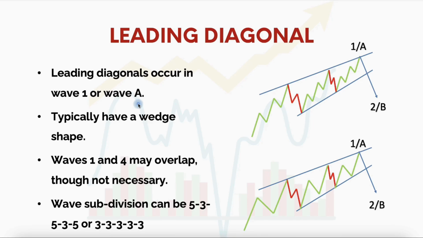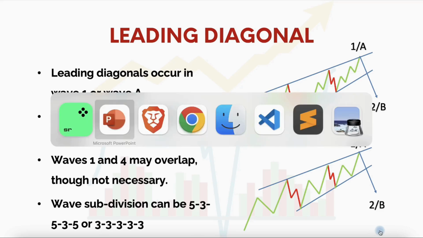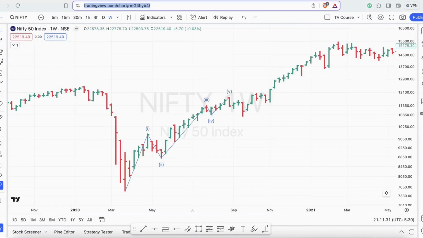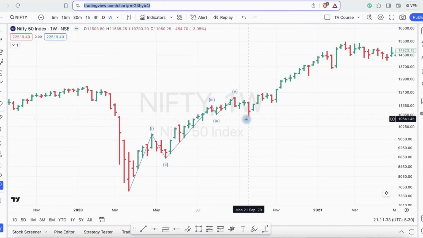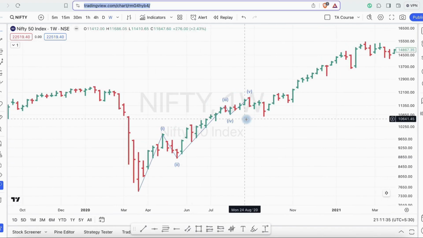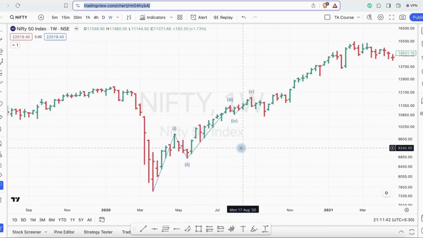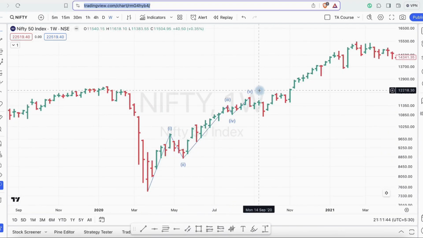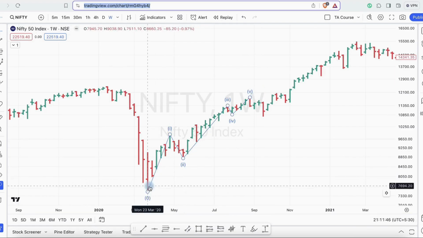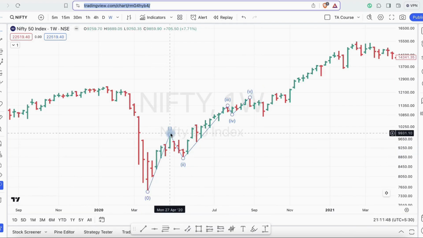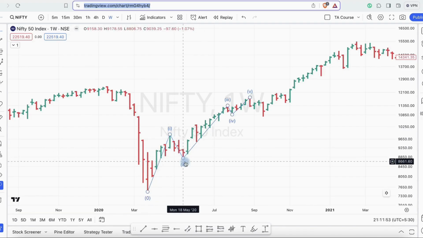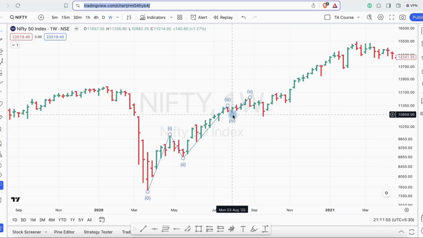Alright, now let's take a look at a chart to see leading diagonal in action. Here I have Nifty weekly chart open, and you can see this was the COVID fall. So after this fall completed, we saw this rise in form of a leading diagonal. So here you can see in wave 1, this is 1, 2, 3, this is down, this is 1, 2, 3 again, this is down, 1, 2, 3.